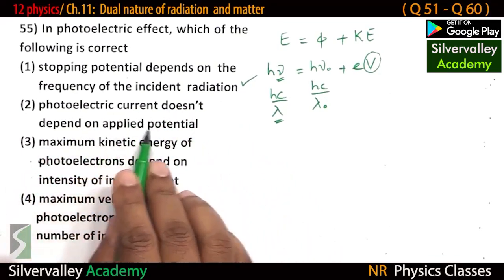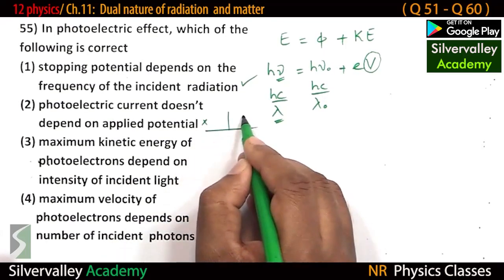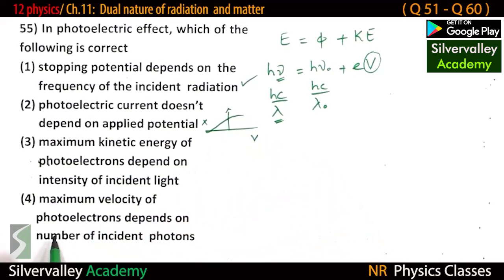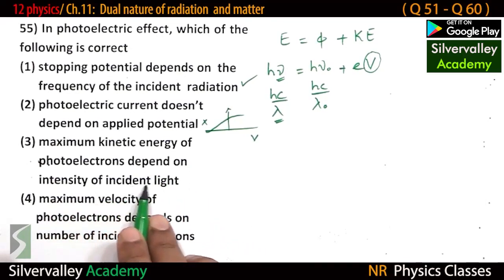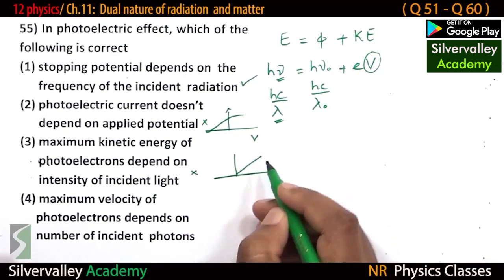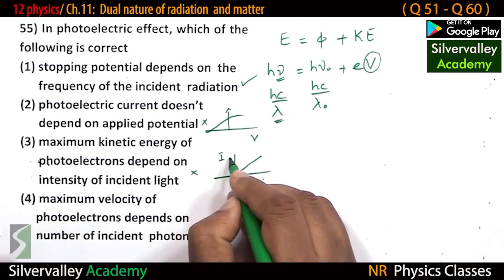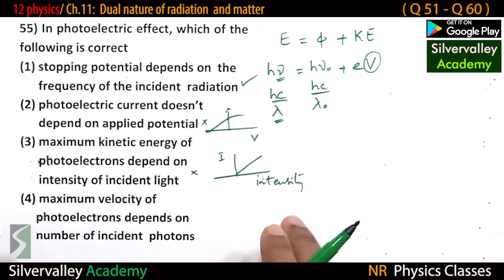Photoelectric current doesn't depend on applied potential. This statement is wrong, because in this graph we have seen that potential affects the current. Maximum kinetic energy of photoelectrons depends on intensity of incident light. No. In this graph we have seen that intensity affects current, but not kinetic energy.